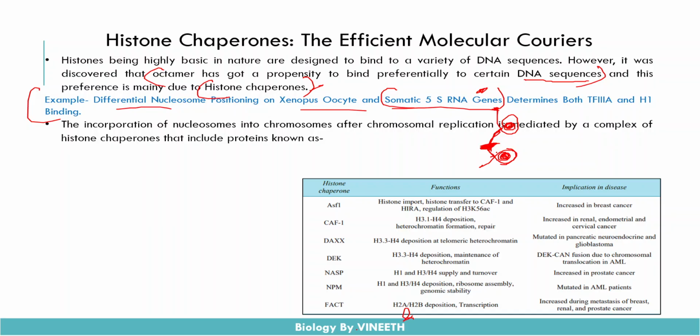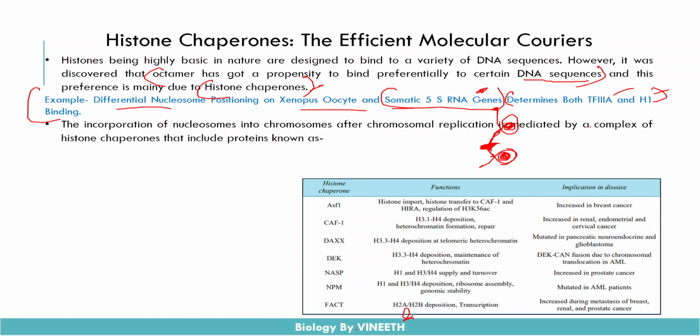When the promoter is present in free DNA, the DNA which is present between two histones, this promoter can readily bind with transcription factor 3A and also promote the H1 binding. So this is what the histone chaperones mainly do inside the nucleus.